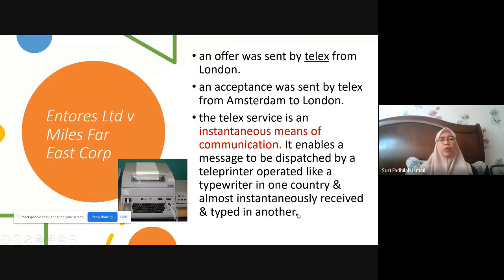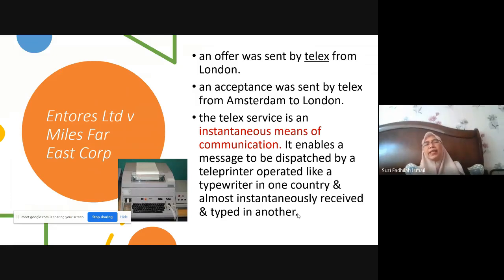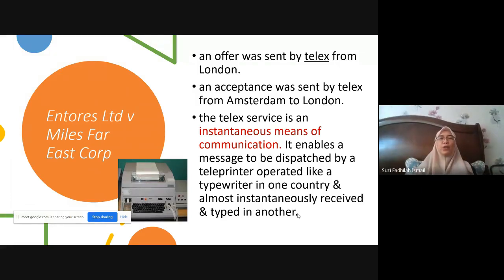What happened between the two parties here? That's the picture of a teleprinter, a picture of telex. An offer was sent by telex from London. London to where? London to Amsterdam. We have been in London before. Maybe you had a holiday with your family in London. Maybe you were born in London.